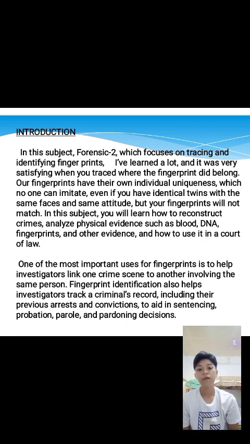Our fingerprints have their own individual uniqueness, which no one can imitate. Even identical twins with the same faces and the same attitude will not have matching fingerprints. In this subject, you also learn how to reconstruct crimes and analyze physical evidence such as blood, DNA, fingerprints, and other evidence, and how to use it in a court of law.